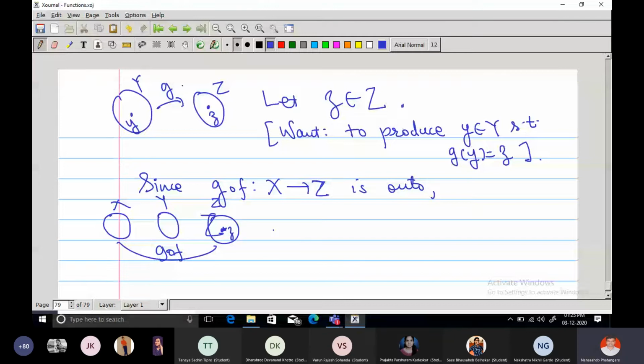Whatever arguments you are making, you should make a habit of making clear and clean arguments. If you want to learn mathematics, you have to be very careful. G composite F. What is the domain of G composite F? First tell me. X. What is the codomain of G composite F? Z.